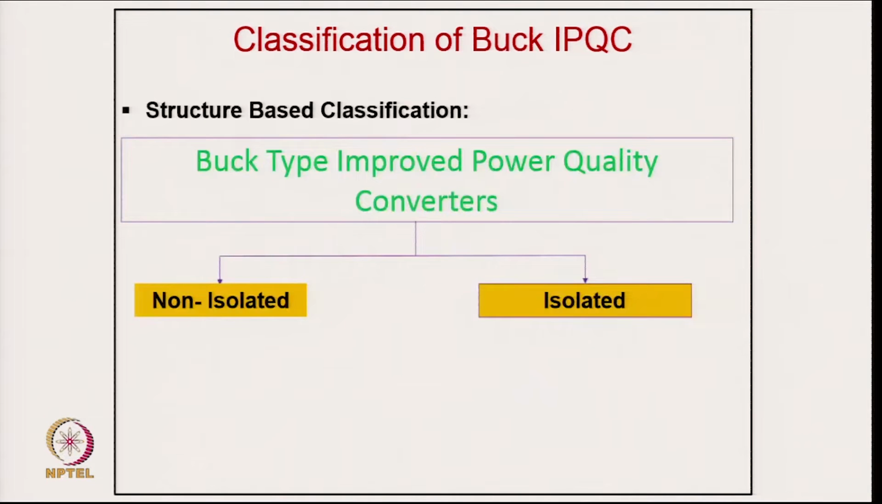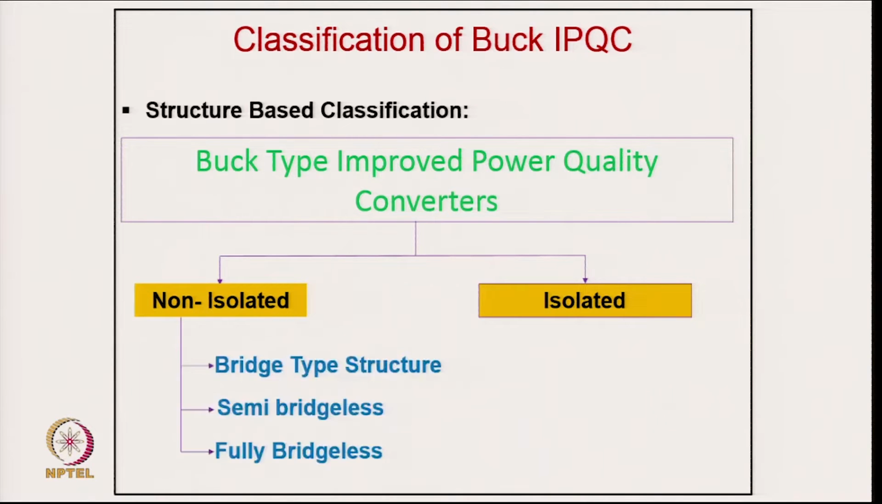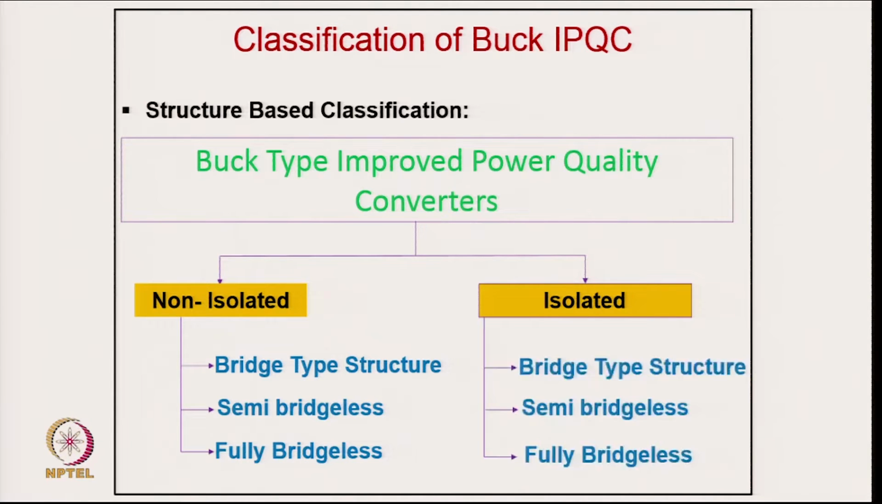Then structure based classification: you can have a buck type improved power quality converter for either a non isolated configuration or an isolated configuration, which can have a further classification of whether you are using a bridge type structure for the converter, or a semi bridgeless, or a fully bridgeless one. These concepts apply in your buck converters, and a similar concept holds for isolated ones, whether you have a bridge or semi bridgeless or fully bridgeless configuration, meaning you are virtually avoiding the diode bridge rectifier in the bridgeless configuration. That is the concept of what I mean.